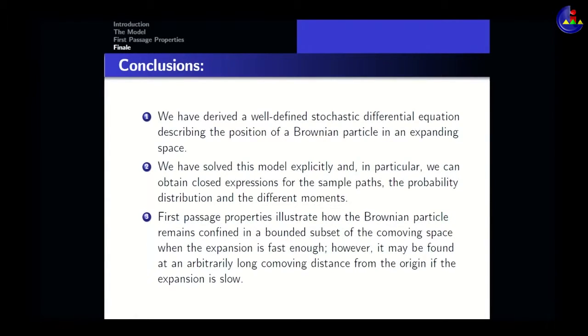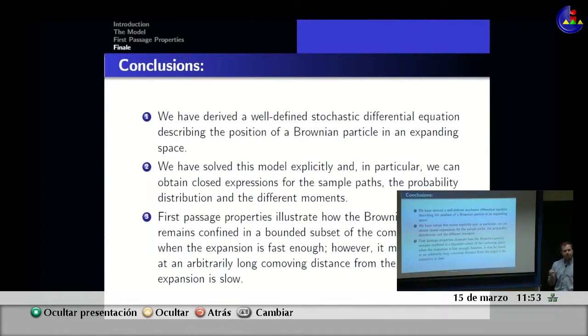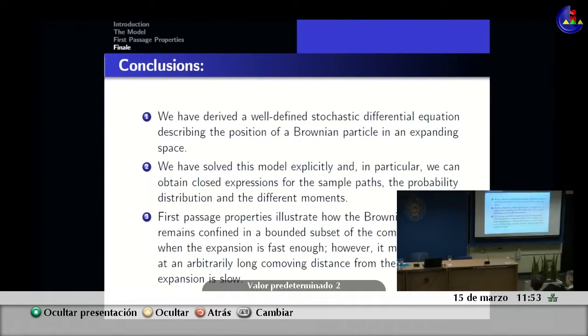And what can you learn from these formulas? To be really short, we can focus on the first passage properties, my last two slides. Roughly speaking, we conclude the following. If the expansion of space is small enough, then you cannot localize your particle. For long enough times, it can be anywhere in the space. However, if you consider a space that is growing fast enough, then you have a kind of confinement. Your particle is confined in a bounded region of your space. This is a simplified conclusion of the last two slides.